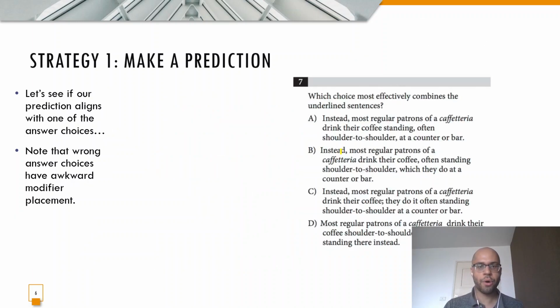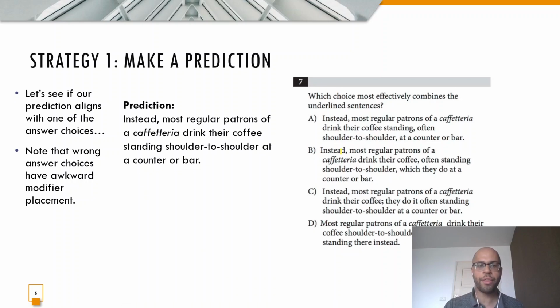All right, so let's see if our prediction goes along with one of these answer choices. So instead, we said most regular patrons of a cafeteria drink their coffee standing shoulder to shoulder. Is there anything like that? I like A because at least we're starting off with most regular patrons. And as we'll talk about later, it's good to start with that, and it looks like they're all starting with most regular patrons. That's good, of a cafeteria. So I'm just scanning to see where our breaks are, where different answer choices diverge. Drink their coffee standing, often shoulder to shoulder at a counter or bar.